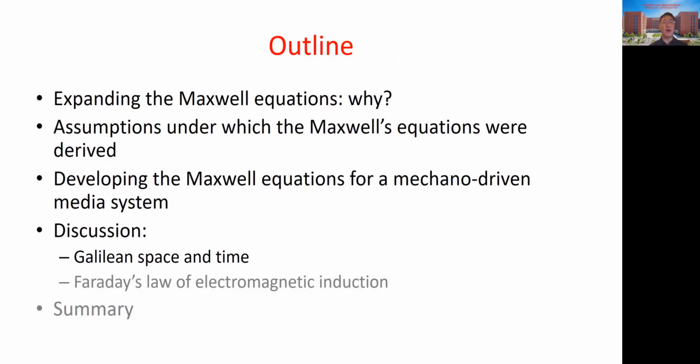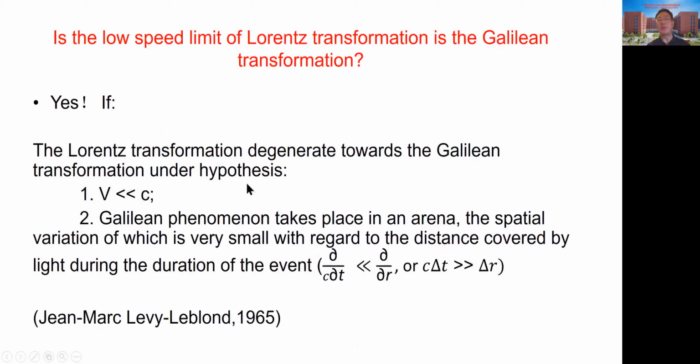Okay, so that's why let's have some discussion with regard to the approximation we get. First, let's look at Galileo space and time. Somebody says we must use the Lorentz transformation instead of the Galileo transformation. The answer: for engineering purposes, we can use the Galileo transformation. This goes back to 1965 by Lévy-Leblond. He proved that if the moving velocity of the medium is much less than the speed of light, and the Galileo phenomenon takes place in an arena, the spatial variation of which is much smaller with regard to the distance covered by light due to the duration of the event.